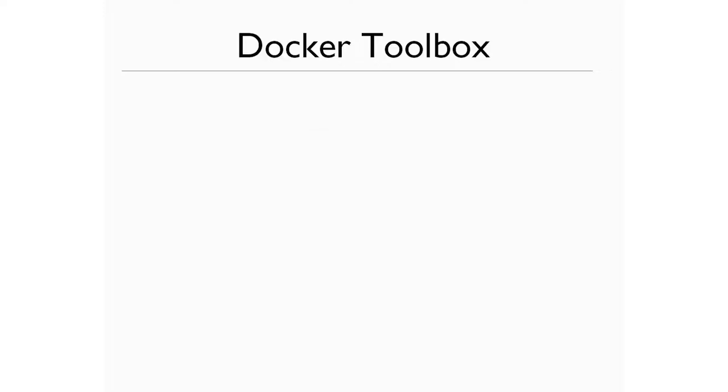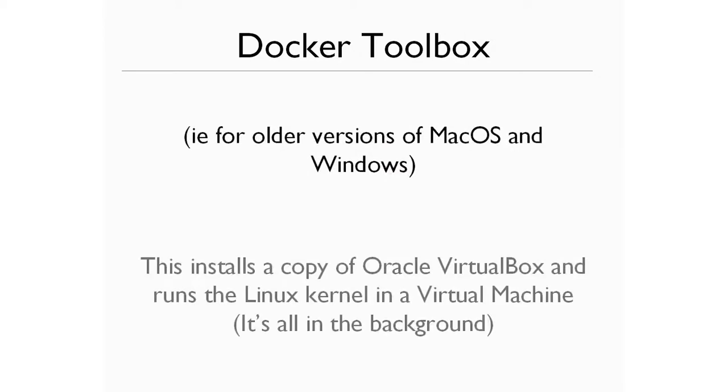Well, let's start by talking about what Docker Toolbox is. So you'll be getting this if you're on the older versions of the operating systems. What this will do is it will, in the background, install a copy of Oracle VirtualBox, which is a commercial virtual machine system. And all this is going to do is it runs a Linux kernel in a virtual machine. So it is a bit of a trick, really, that although you are developing on Windows or Mac, we are going to be using a virtual machine just to get those container features from Linux.